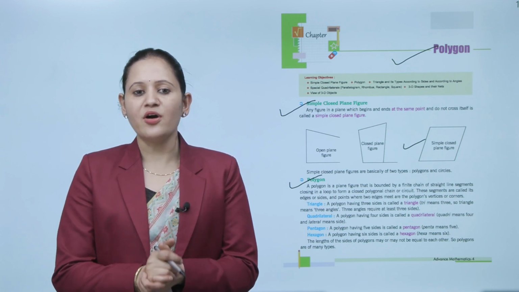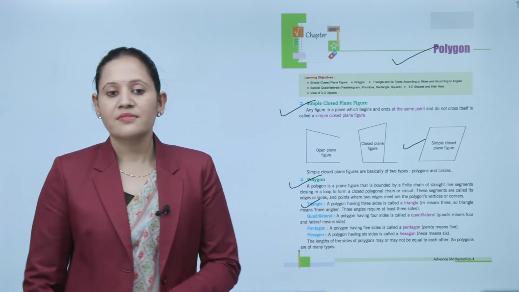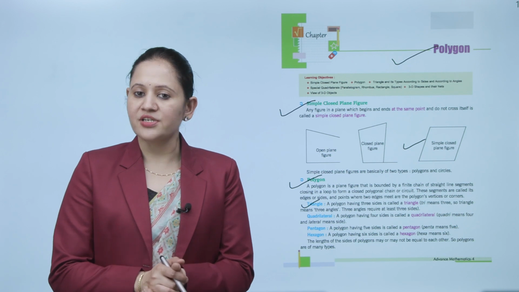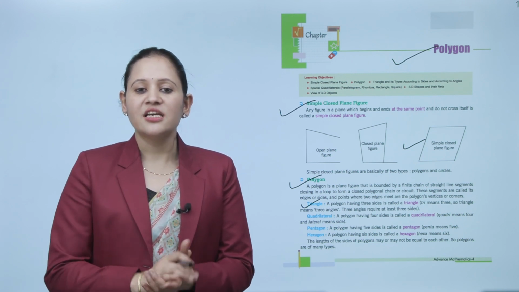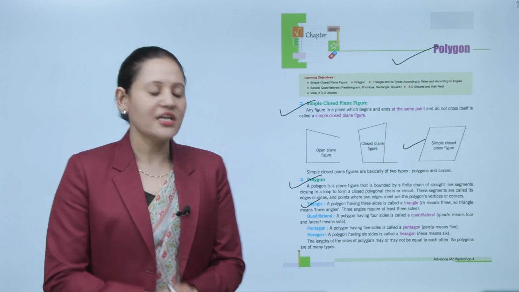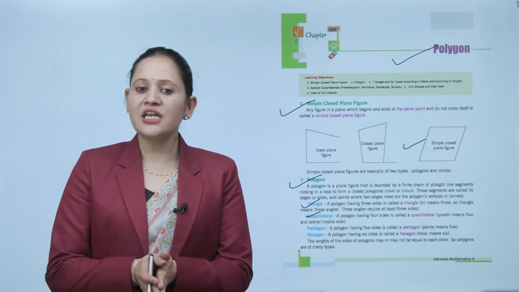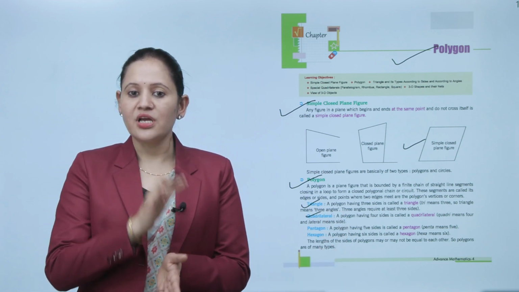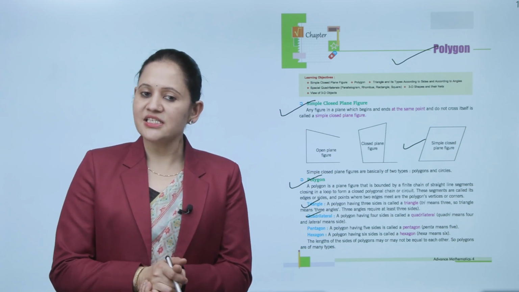So first type of polygon is triangle. A polygon having three sides is called a triangle. Tri means three. So triangle means three angles. Three angles require at least three sides. Next is quadrilateral. A polygon having four sides is called a quadrilateral. Quadri means four and lateral means sides.